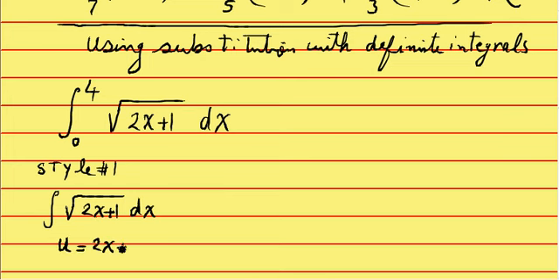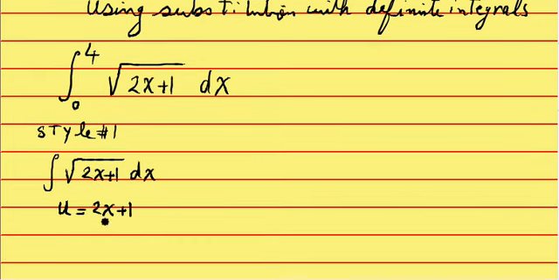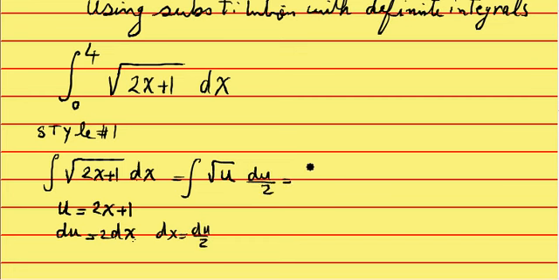We know the drill now. This is 2x plus 1, so u equals 2x plus 1. du is 2 dx. That becomes radical u. Instead of dx, I find that dx is du over 2. Rewrite as 1/2 integral of u to the power of a half du. It's 1/2 of u to the power of 3 halves over 3 halves plus a constant.